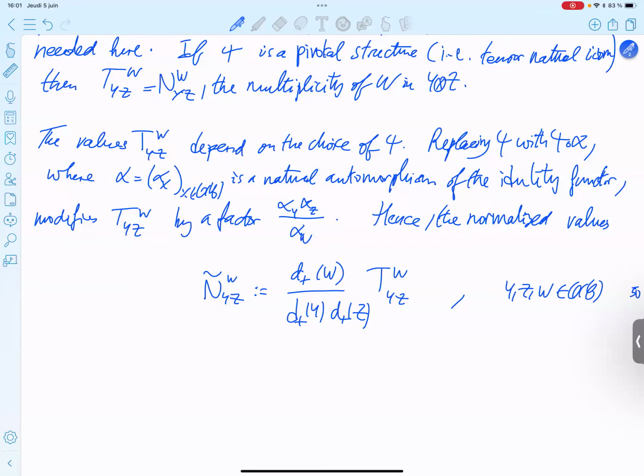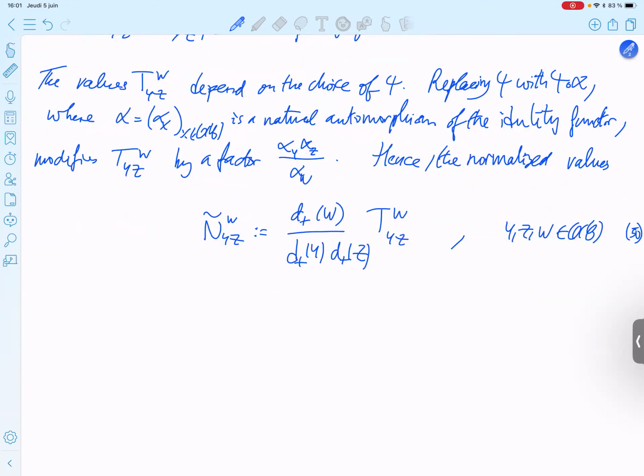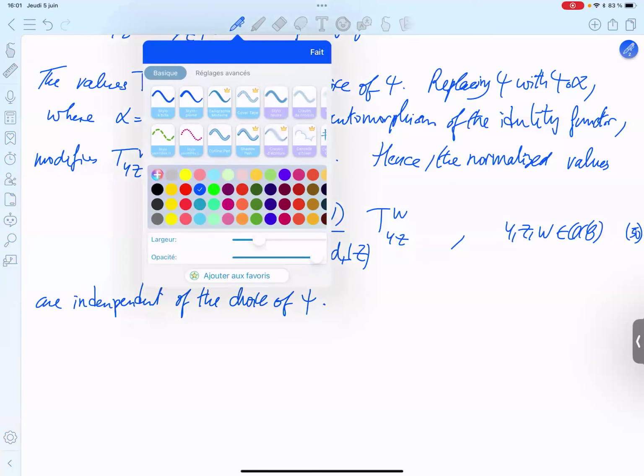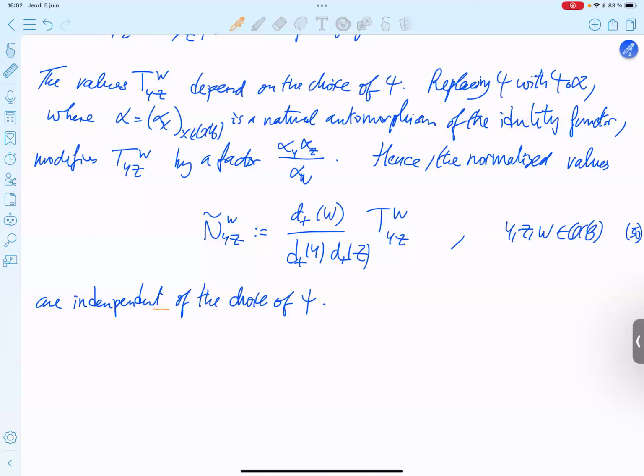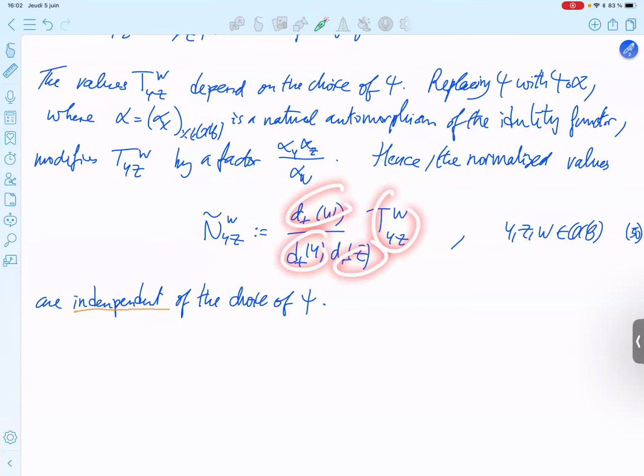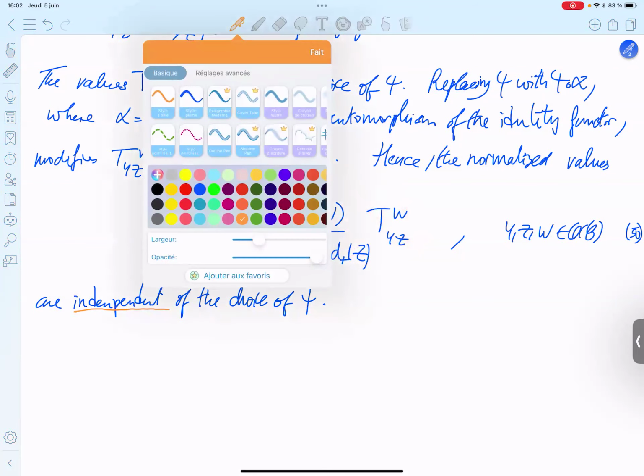This is equation 15. These are independent of the choice of phi. And why are they independent? Because replacing phi by phi composed with alpha, we know that you have a factor for that, this factor for that, but we also know the factor for that. And these two factors compensate.